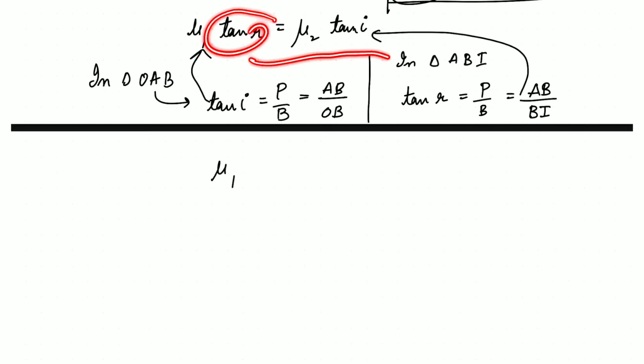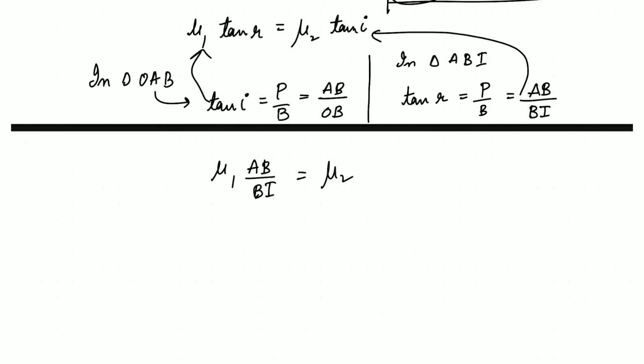Now remember, what is tan r? Tan r is this value. Remember that, right? So this is AB upon BI, and that is equal to nu 2. What is your tan i? Tan i is this value, right? So just put that here, AB upon OB. So your AB and OB will cancel out.